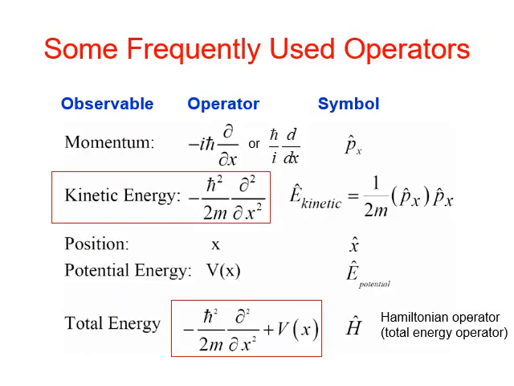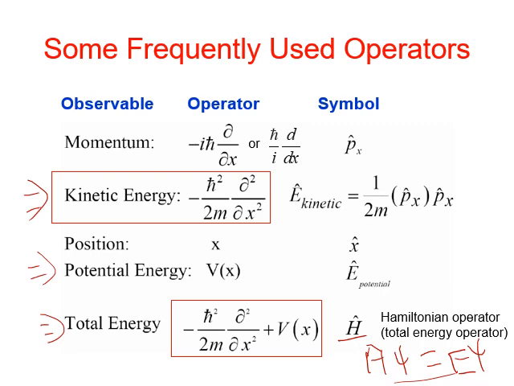Here are some frequently used operators. We already saw the kinetic energy operator and the potential energy operator, and when you add these two together, that gives you the total energy operator, which is also called the Hamiltonian operator. The Schrödinger equation is just the Hamiltonian operator operating on the wave function, giving you the function back times E. So the equation is also called an eigenvalue problem.